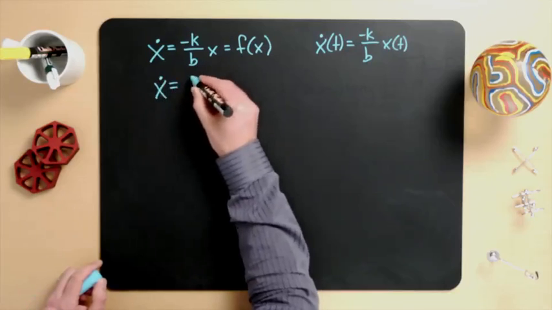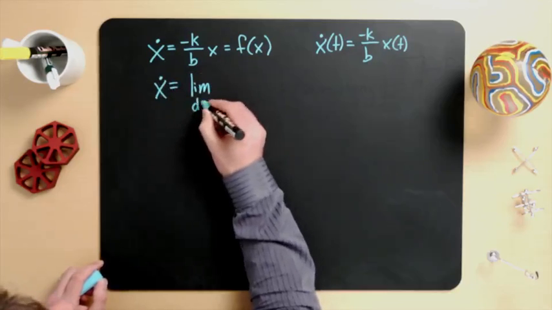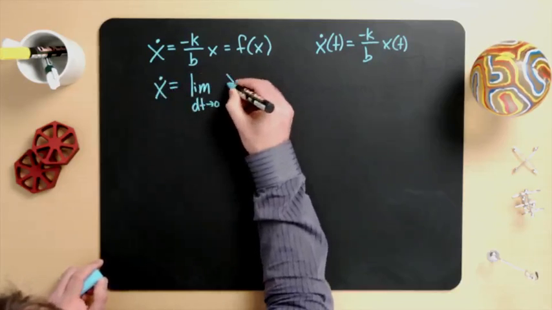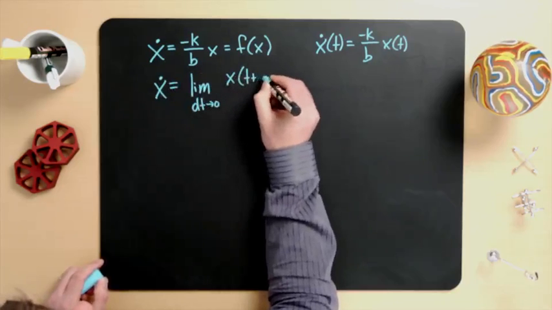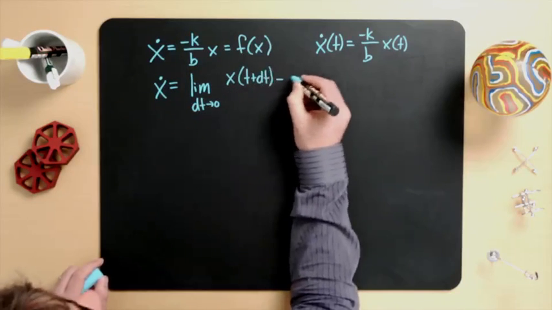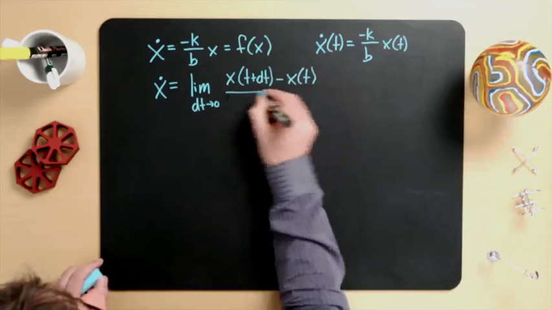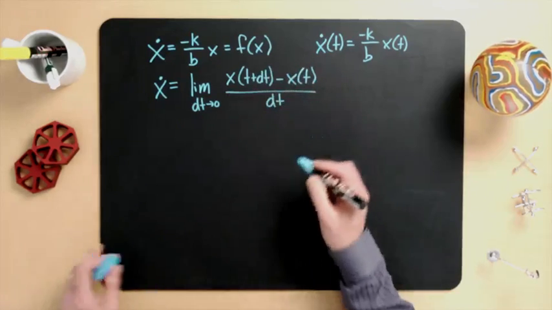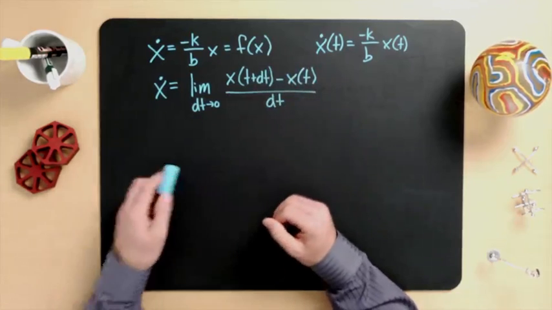If we now look at the left-hand side, we see that the derivative of x of t with respect to t, which by definition is equal to x dot, is equal to the limit as dt goes to 0 of x of t plus dt minus x of t, all divided by dt. That's just the limit from calculus that you've learned previously. So far, I haven't changed anything. This is still a differential equation, and it is still equal to f of x of t.